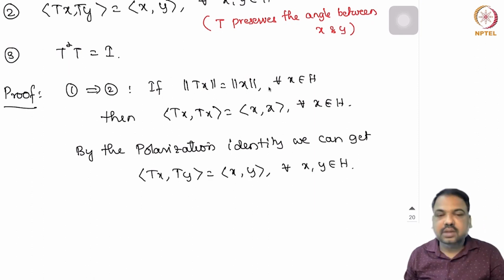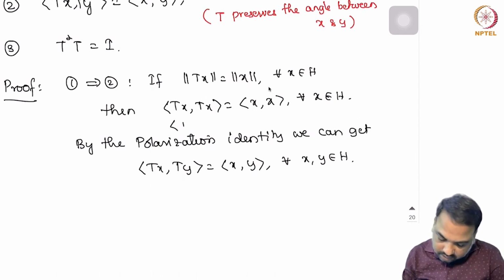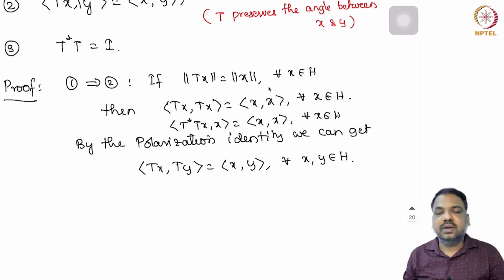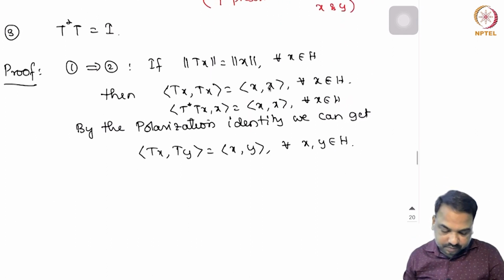We have already discussed the polarization identity in the earlier discussion. So here we have to say that inner product T star T x with x is inner product x with x for every x in H. Now T star T is a self-adjoint operator. Now apply the polarization identity that we have already seen. So from this we can conclude that T preserves the inner products.